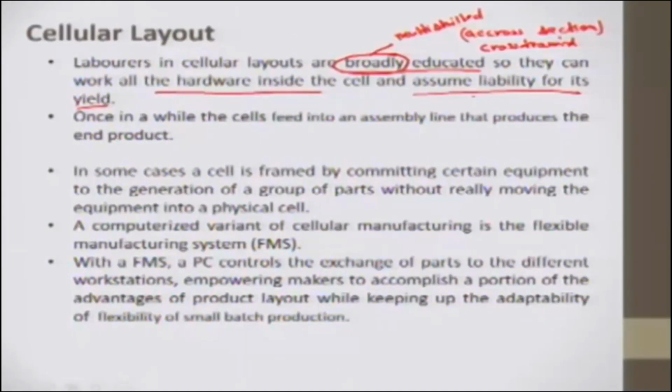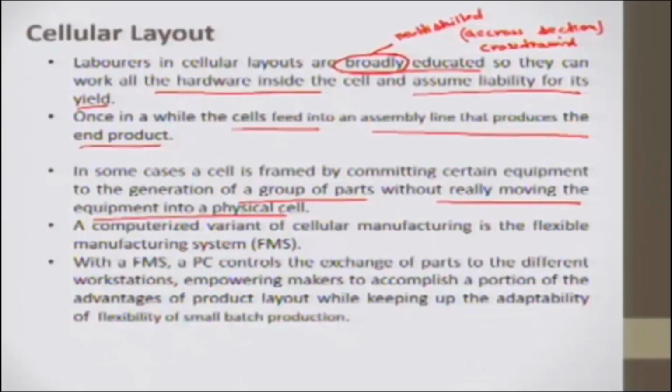Once in a while, the cells feed into an assembly line that produces the end product. The cells can also feed into an assembly line. In some cases, a cell is formed by committing certain equipment to the production of a group of parts without actually moving the equipment into a physical cell. So these are known as virtual or nominal cells.